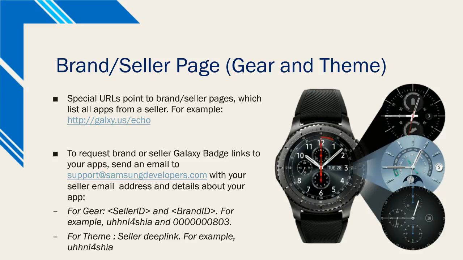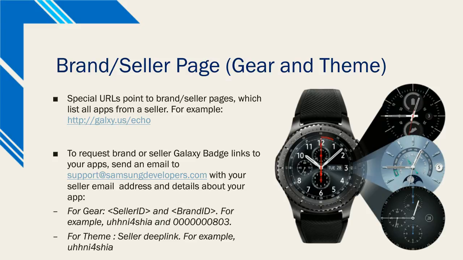Basically, in case of seller page in themes, we are looking for the seller deep link that you can obtain from the Seller Office Profile tab. You'll see a seller deep link that we would need for the seller page. In case of Gear apps, we would need the seller deep link and the brand ID. The seller deep link is the same as you were obtaining in the case of themes, whereas the brand ID you can obtain from the Galaxy App Store with a sharing option. Again, if you need any help obtaining any of these values, you can reach out to us and we'll be able to help you out.